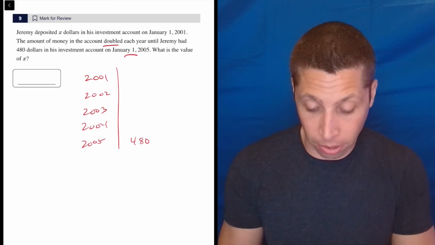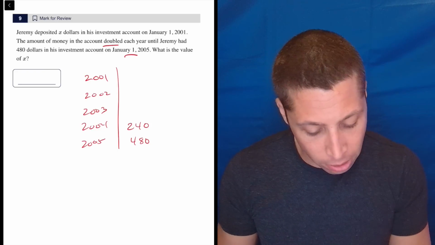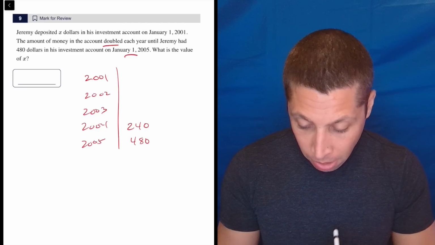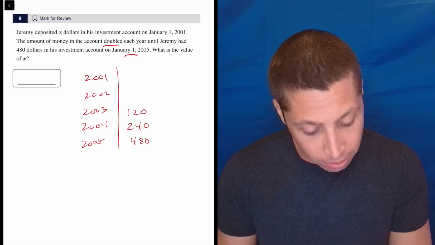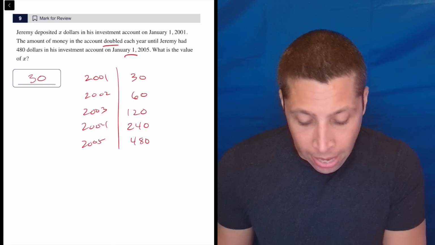So grab my calculator. So 480 divided by 2, you could probably do some of this in your head, but that's okay. 240 divided by 2 again, and we have 120. Divide by 2 again, we have 60. Divide by 2 again, we have 30. And that's it. That's the answer.